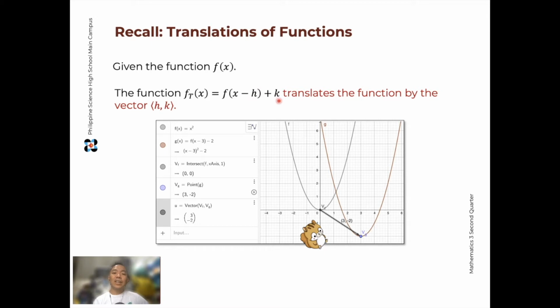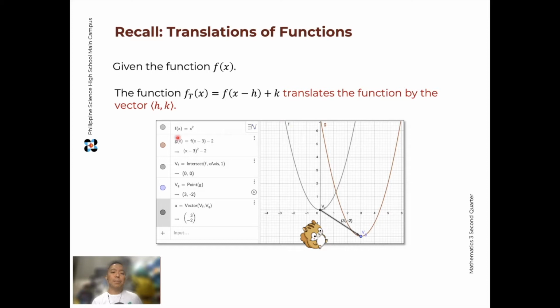And pag nag-add tayo ng k, mag-move siya ng k units upwards. Again, if k is negative, so negative k units upwards, it's a net movement ng downwards. So combining those two, we are translating the function by the vector (h, k).